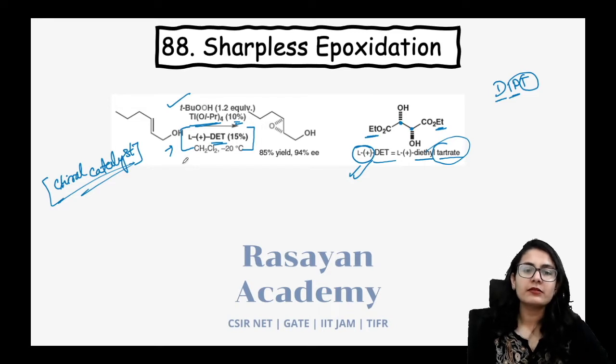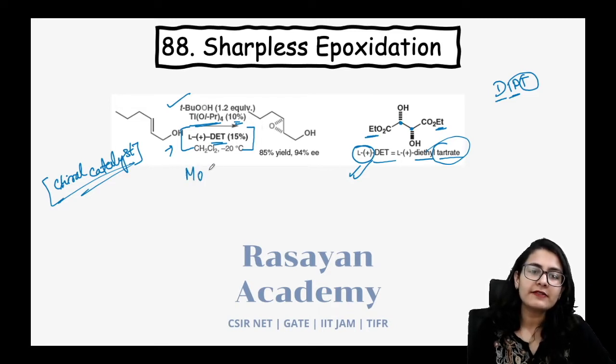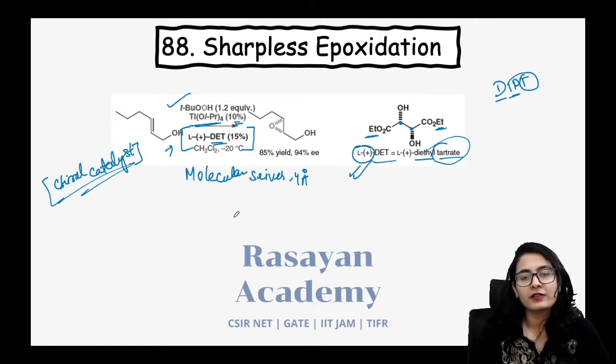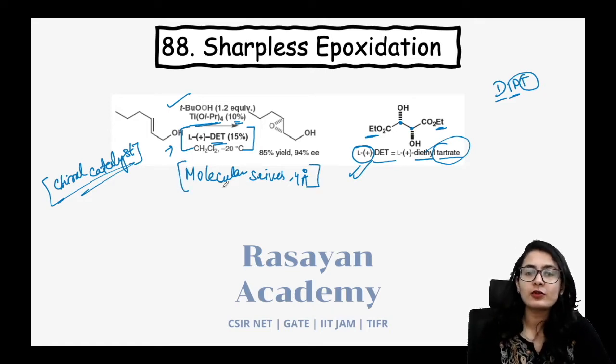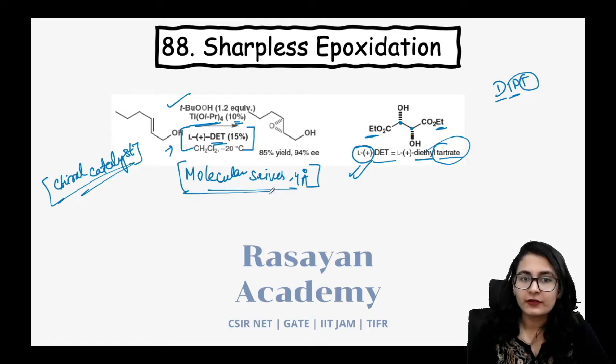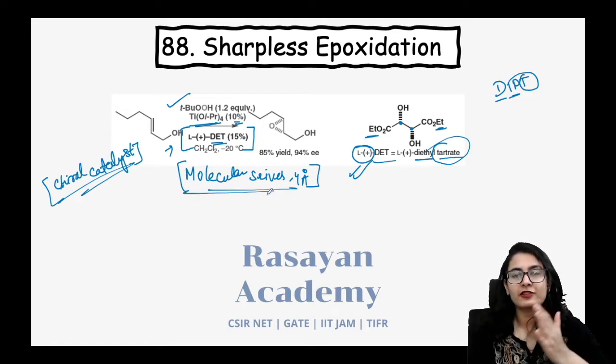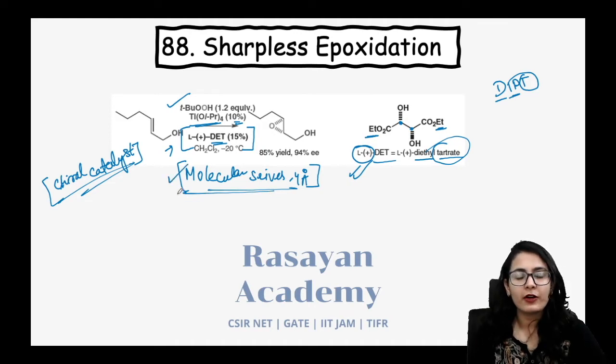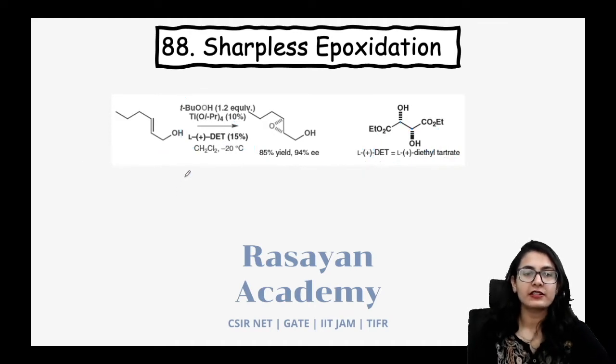Sometimes in your reaction, molecular sieves with 4 angstrom are also given. So what is this molecular sieve? It is to absorb moisture from the reaction. So moisture has to be eliminated from the reaction constantly, but you don't have to worry about this. It's not included in the reaction, right?